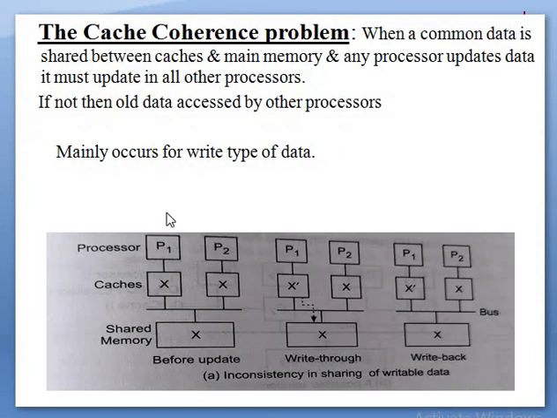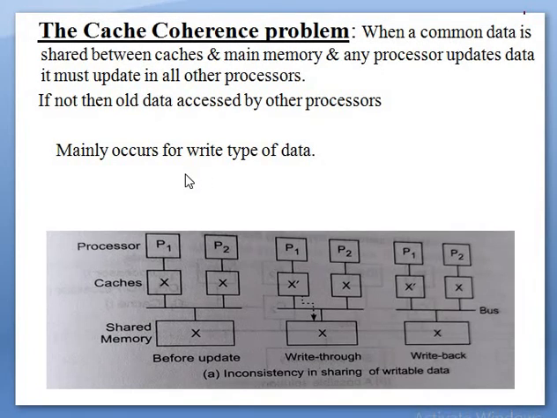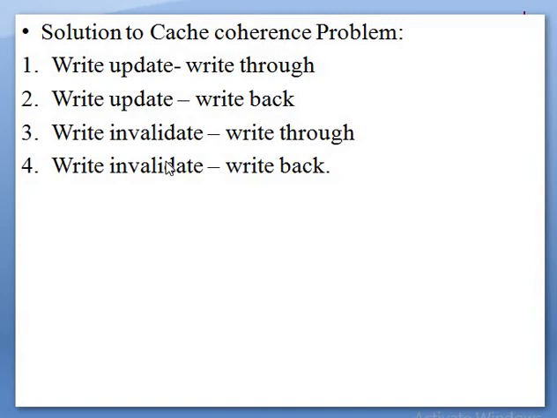Okay, in the last video we discussed what is meant by the cache coherence problem. It mainly occurs for data which is write type. Write type means data under calculations like plus, increment, decrement, multiplication, etc. So what are the solutions for the cache coherence problem without a protocol? Based on these four solutions, we have two more solutions as protocol types. These are the four initial protocols. Let's take them one by one.